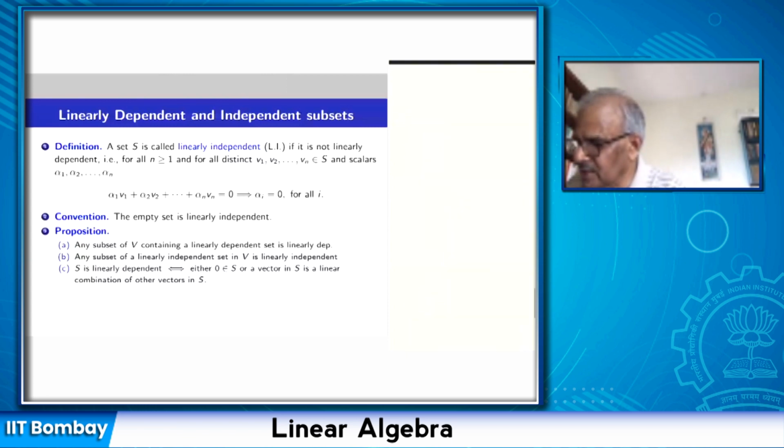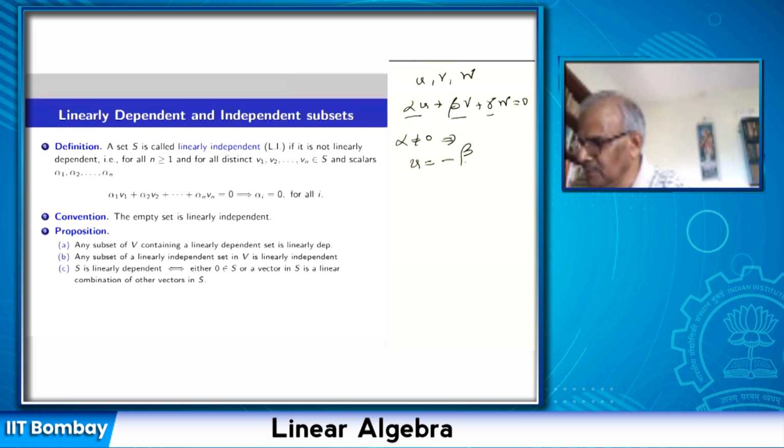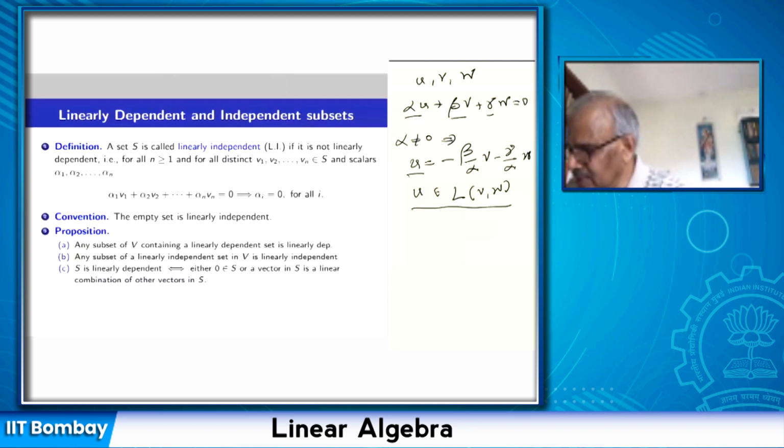Suppose I had 3 vectors u, v, and w, and a non-trivial linear combination alpha u plus beta v plus gamma w produces the 0 vector. Non-trivial means one of these scalars is non-zero. Suppose alpha is not 0. This means that u can be written as minus beta over alpha times v minus gamma over alpha times w. Therefore u belongs to the linear span of v and w. So whenever I have a linearly dependent set of vectors, then one of the vectors among those is in the linear span of the remaining vectors.